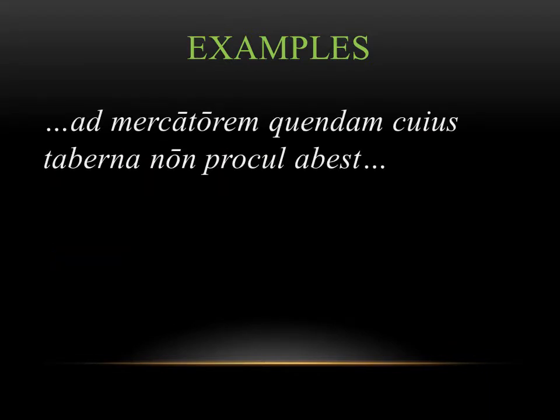Here's another example. Ad mercatorem quendam cuius taberna non procul abest. I'm trying to give more information about the merchant, right? So I have to a certain merchant, someone's going in this case, to a certain merchant whose shop is not far away. The relative pronoun is cuius, and the antecedent is mercatorem, or in this case it could be quendam mercatorem, a certain merchant. So I'm trying to give more information about this merchant.